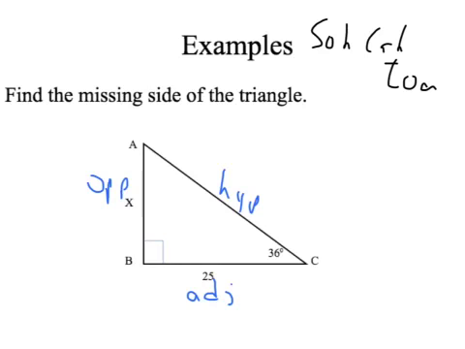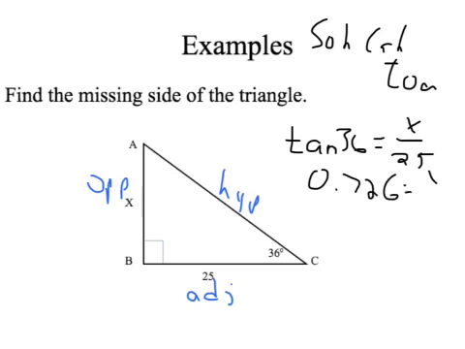So what we're going to do is the tangent of the angle. So the tangent of 36 is equal to my opposite side, which is x, over my adjacent side, which is 25. We have to use a calculator to find out tangent of 36. To do that in your calculator, there's a button that says tan on it. So you would just hit tan, plug in 36, and hit enter. If you do that, you get the decimal 0.726 equals x over 25.